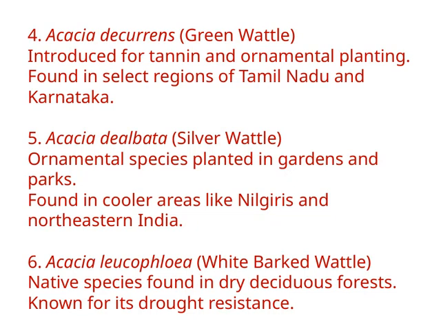Let's take a closer look at some of the acacia species found in India. First, we have Acacia decurrens, commonly known as green wattle. This species was introduced primarily for its tannin, which is useful in various industries, and also as an ornamental plant to enhance landscapes. You'll find it in select regions of Tamil Nadu and Karnataka, where it adapts well to the local environment.